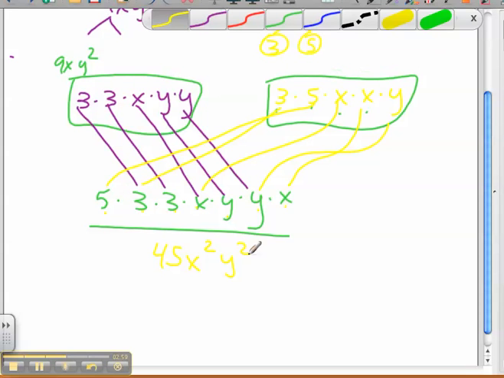Does that make sense, Henry? Does that make sense, Rex? Yes. How about you, Miles? Yeah. Taggart? Yes, sir.